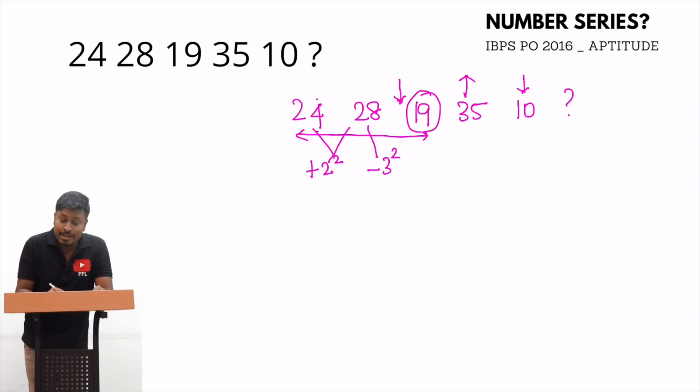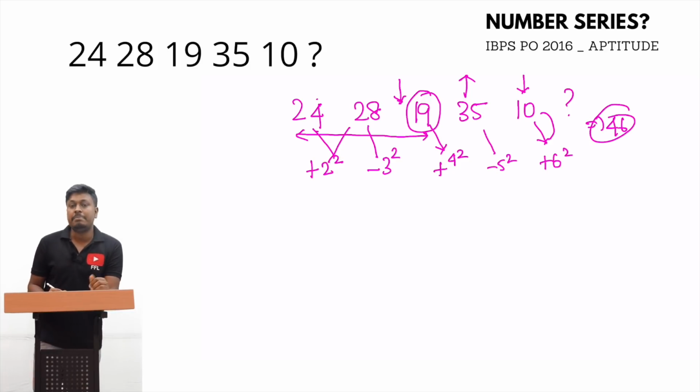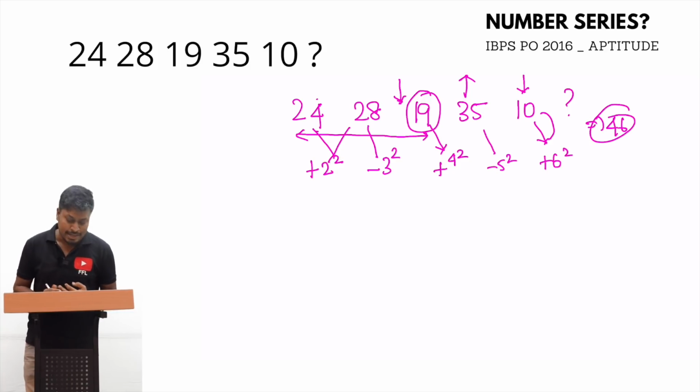So plus 2 square minus 3 square, then plus 4 square minus 5 square, then plus 6 square. So 6 square is 36. 36 plus 10 will be 46. Look at the options. Yes, we have 46 at option number D. Understood or not? So these kinds of techniques you can use in the exams.